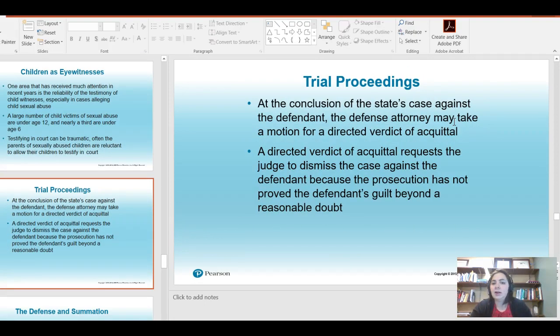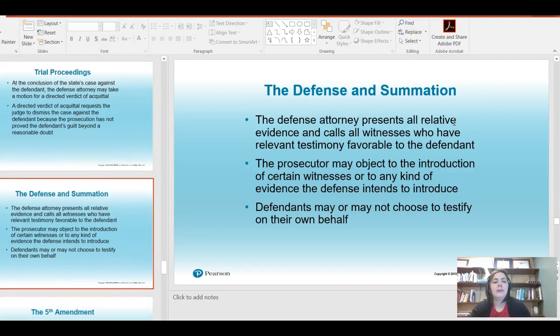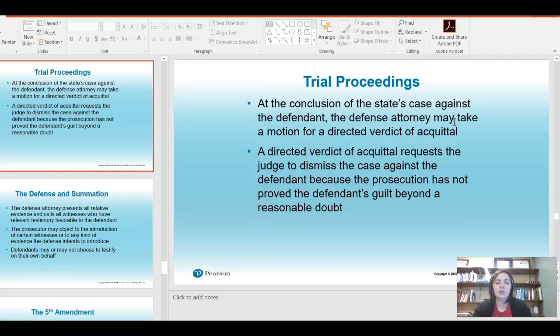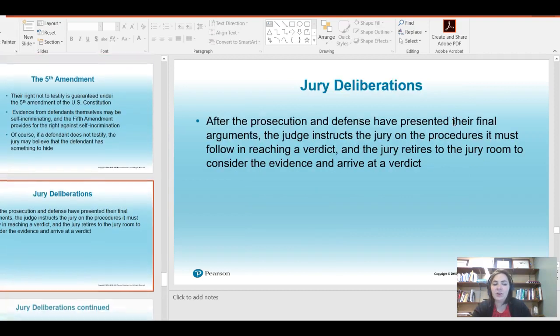At the end of the state's case, the defense then engages in calling their own witnesses if they so choose. The defense will direct examine their witness, and the prosecution will have the ability to cross-examine. At the conclusion of all of the evidence, the defense will usually ask for directed verdict to acquit. Those are almost never granted.